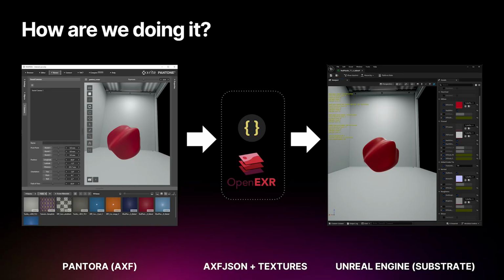So how are we doing it? What's the workflow? In Pantora, you have the AxF file that is loaded. Pantora has an exporter tailored for Unreal Engine that will create a JSON file and a bunch of textures that will be fed into the substrate graph directly.